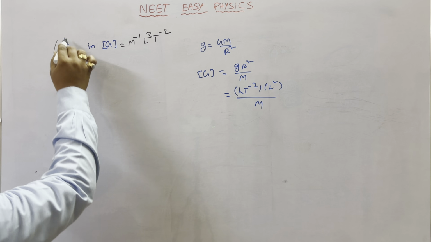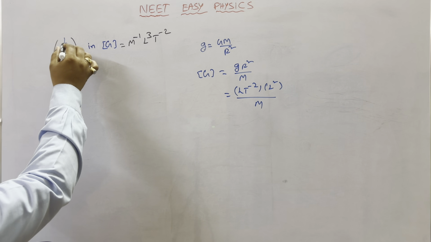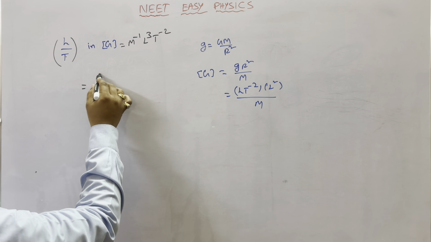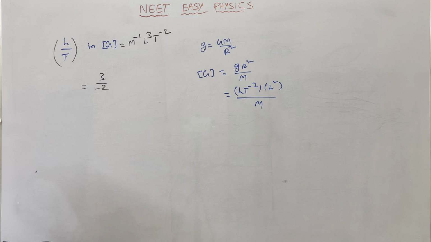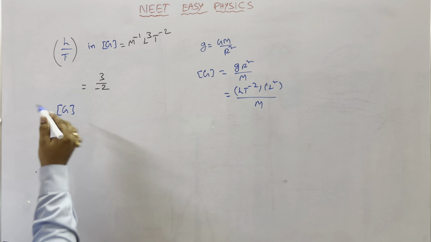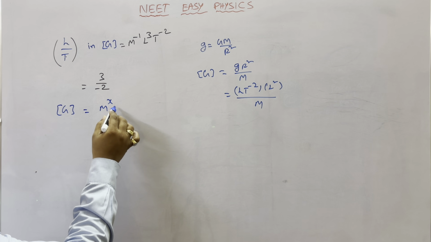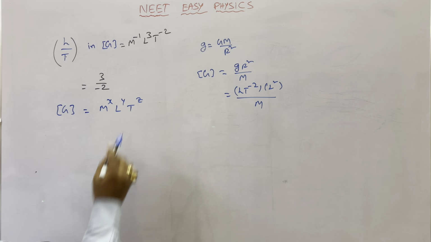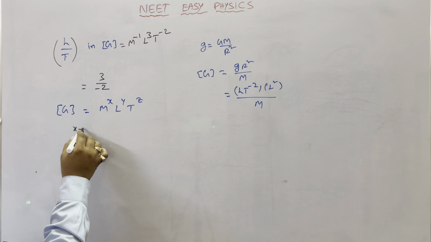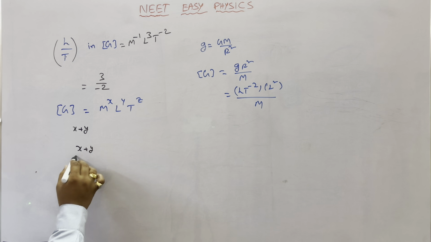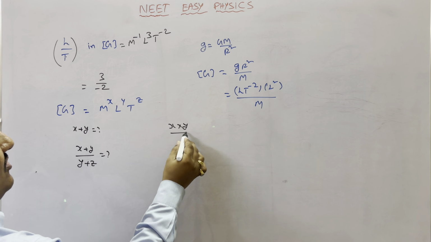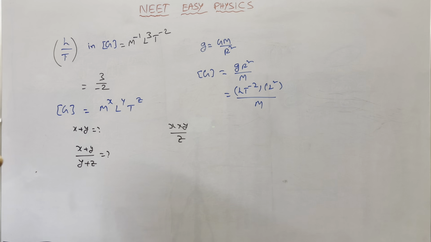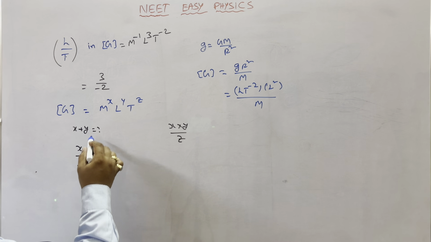They are asking the ratio of dimension of length and time. So length power how much is there? 3. Time power minus 2. So 3 is to minus 2. The same question they will ask: the universal gravitational constant capital G is M power x, L power y, T power z. So what is x plus y? What is x plus y by y plus z? What is x into y by z? It is their wish how they ask. If you create questions like this, you will get an idea how to solve the problem in the exam.